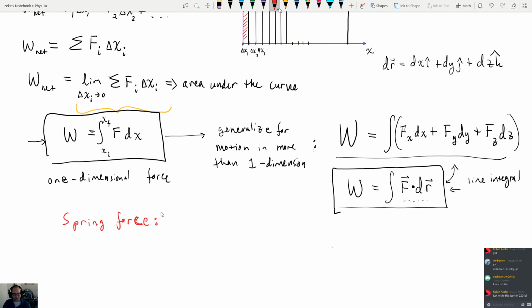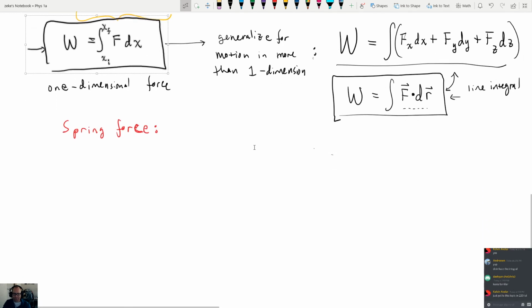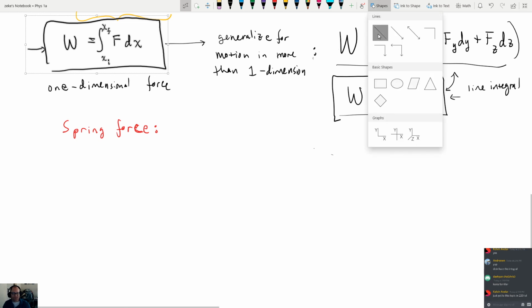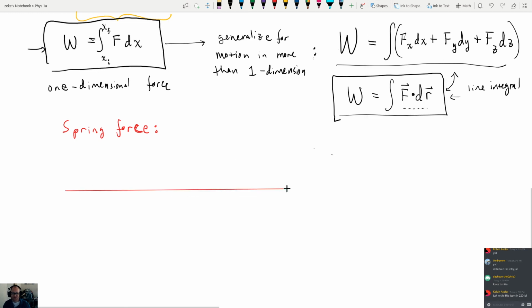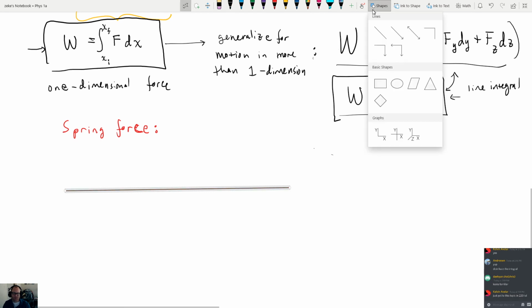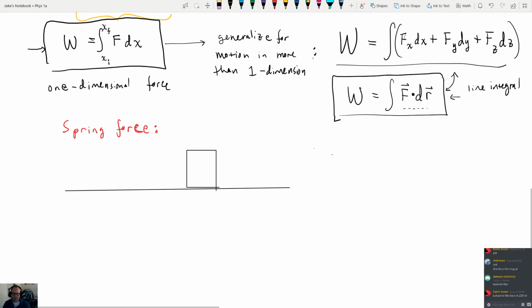So let's talk about the spring force, and let's use it as an example of how we can apply this equation right here. Okay. All right. So how does the spring force work? The idea is basically you need a surface, although it could be hanging, I guess, but it doesn't have to be. We need a box, as we often do in physics.